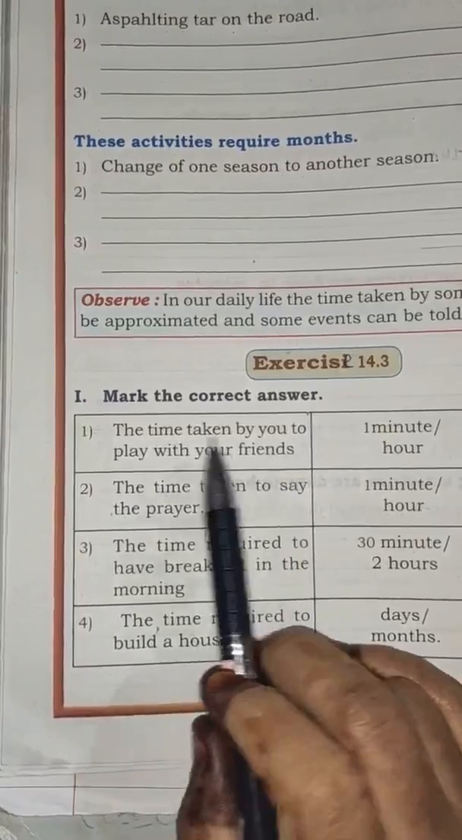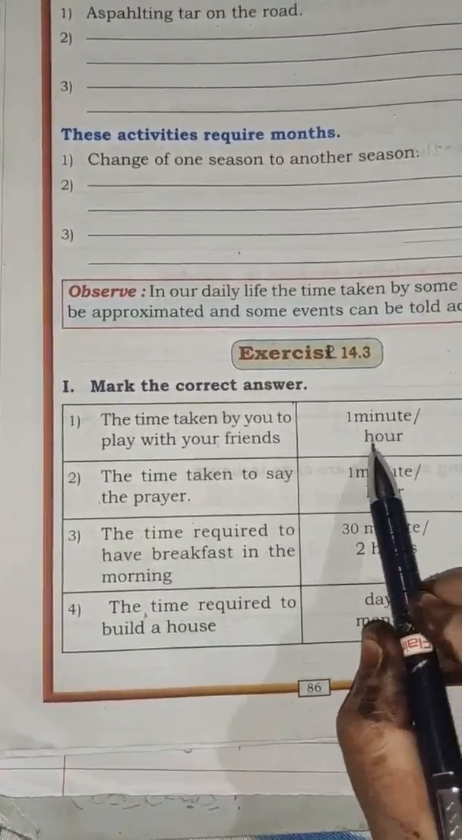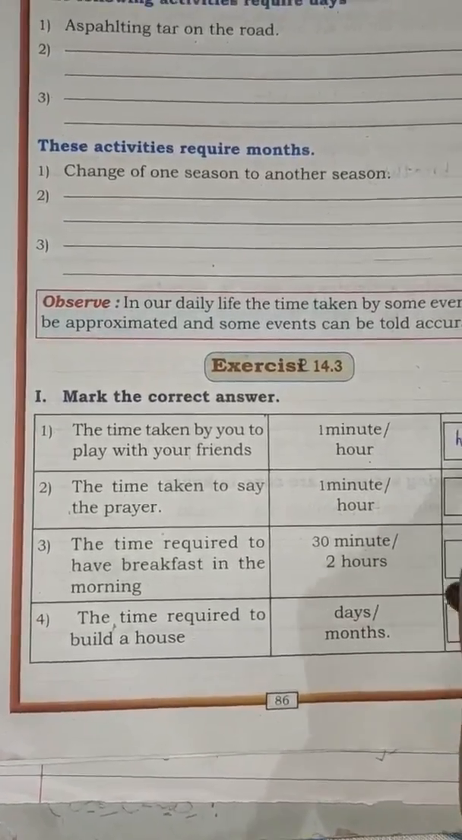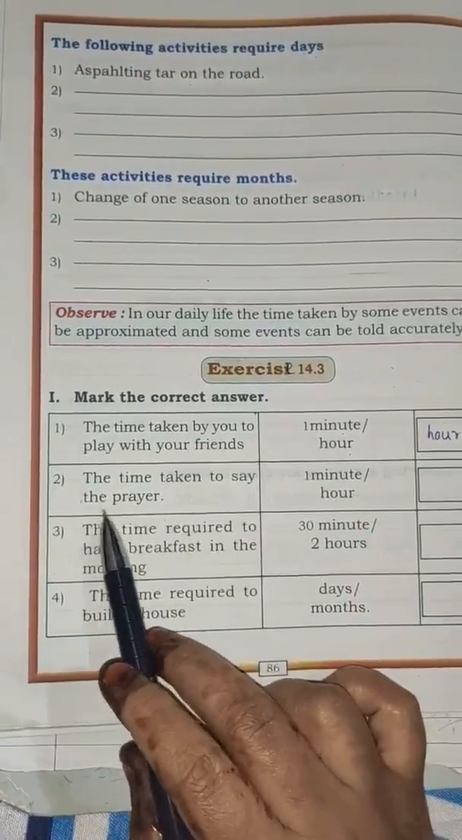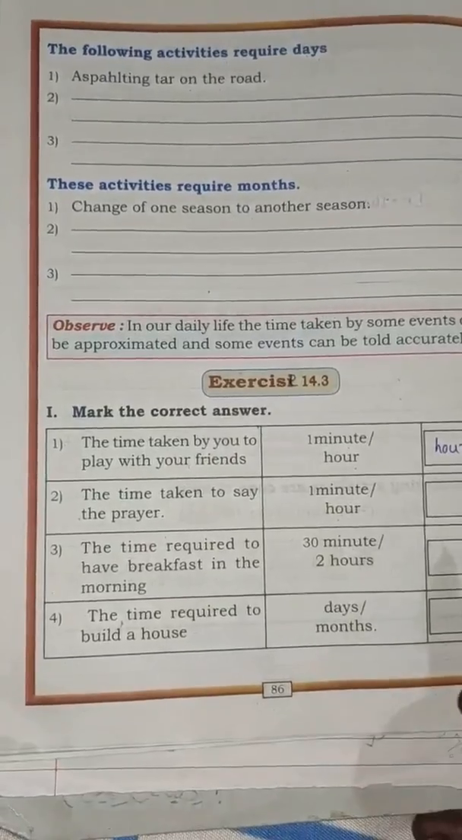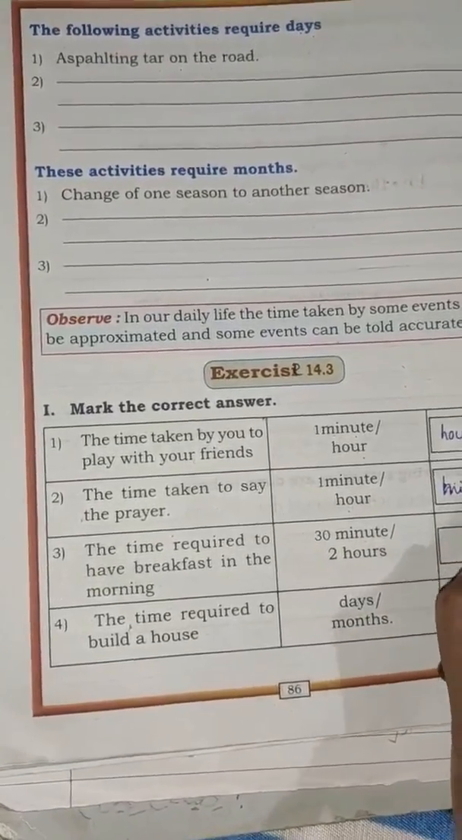For example, first one, the time taken by you to play with your friends. Yes, the time taken by you to play with your friends. Do you take 1 minute or hour? Yes, you take hour. Yes or no? You can't play within 1 minute. It takes hour. Next, the time taken to say the prayer. Is it take minute or hour? It may take 1 minute. Yes or no? It may take 1 minute.